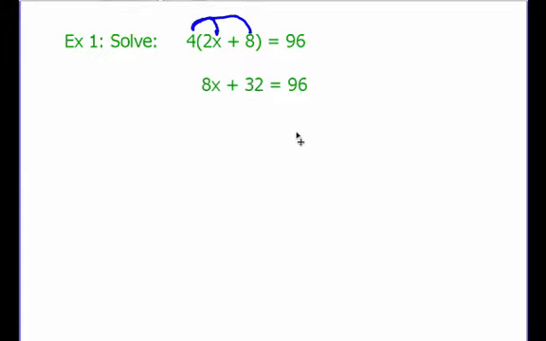Now I'm going to solve this just like a two-step equation. I'm going to use inverse operations, so I'm going to subtract 32 on both sides to get rid of our constants. I'm left with 8x equals 64. Now I need to get rid of this 8. We need to undo our multiplying, so we divide both sides by 8, and we're left with x equals 8. So we did our distributive property, then undid any adding and subtracting, and then undid our multiplying.